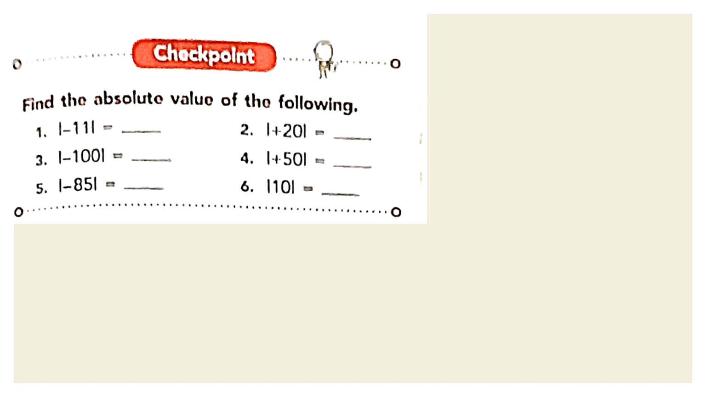Now, these are some of the exercises given in Math Star 5. Find the absolute value of the following. If this is minus 11, its absolute value is 11. Minus 100, absolute value is 100. That means it is 100 units away from 0. Similarly, this is 85. If this is 20, you see it is plus 20. It does not mean it will become minus 20. It will remain 20.